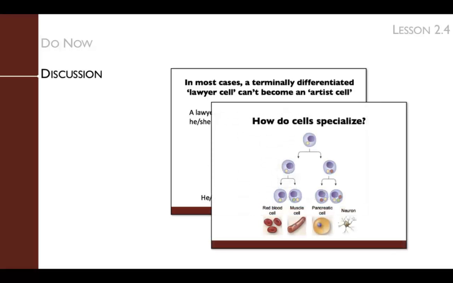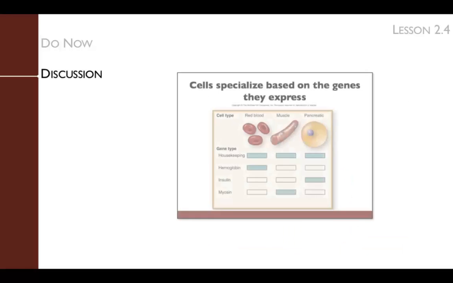How does specialization occur if all the cells have the same genes? Cells are different because they express different genes. The bars in this diagram represent the genes in each cell, and the blue color represents whether the genes are expressed. For example, the red blood cell, muscle cell, and the pancreatic cell all have the gene that codes for hemoglobin, but only the red blood cell expresses it. And this is key. The reason why cells specialize is because different genes are expressed in different cells.